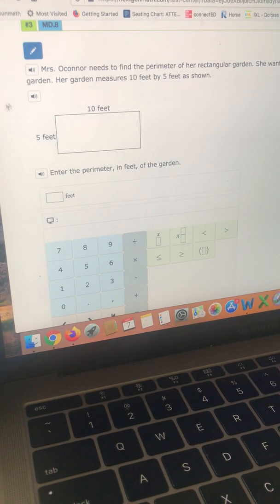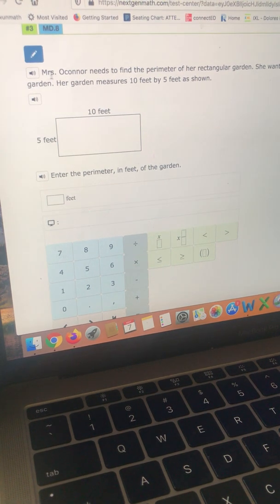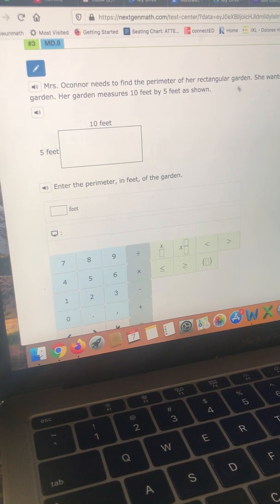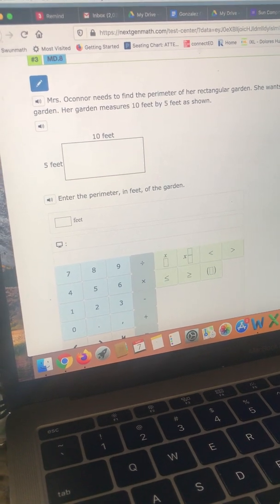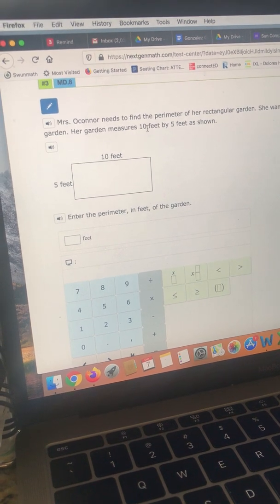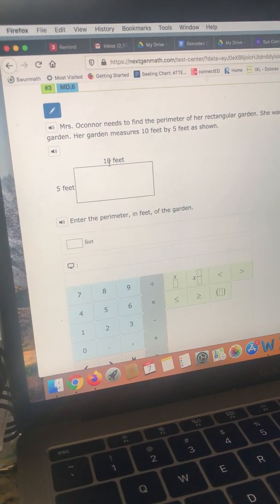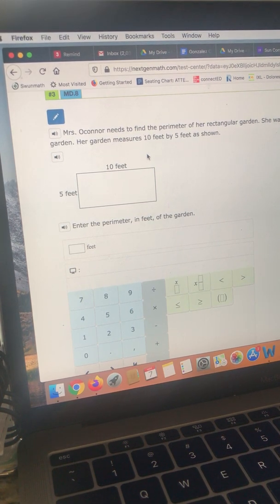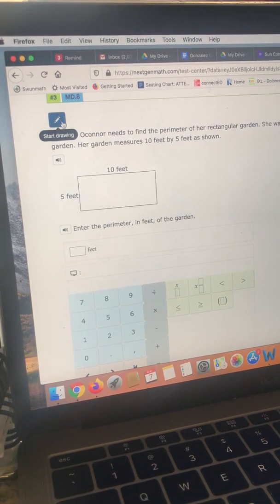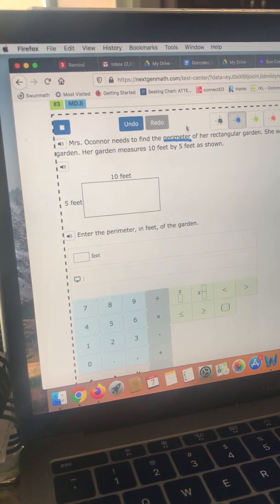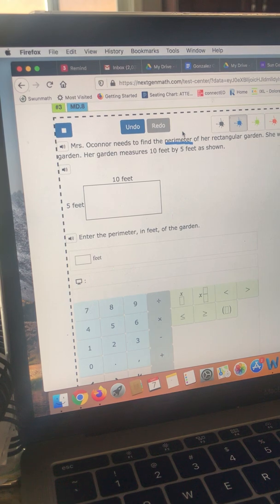Okay, so problem 3 states, Mrs. O'Connor needs to find the perimeter of her rectangular garden. She wants to put a fence around her entire garden. Her garden measures 10 feet by 5 feet as shown. Okay, so then you ask yourself, what do I need to find? Oh, they told me the perimeter. You go back, use your pen, and highlight. Perimeter means that you have to add.